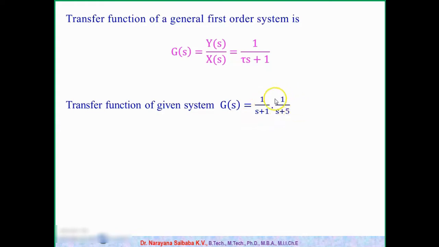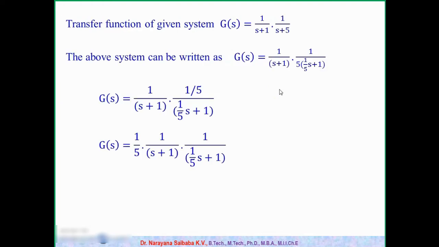Similarly, assume the second part as the second system. The second system is also just like a first order system. See here, both are similar. The only difference is here we have s plus 5, but for a first order system the constant should be 1 in the form 1 by tau s plus 1, and here we have 5. We do not know the transfer function of this system, so first we have to convert it into the known form. Now we'll see how to convert this.